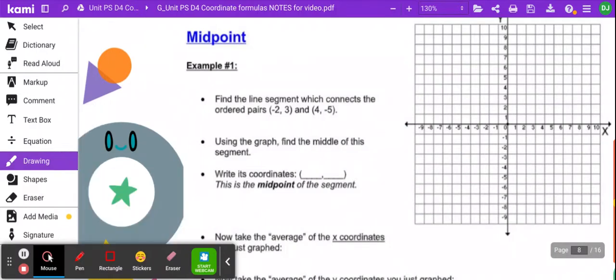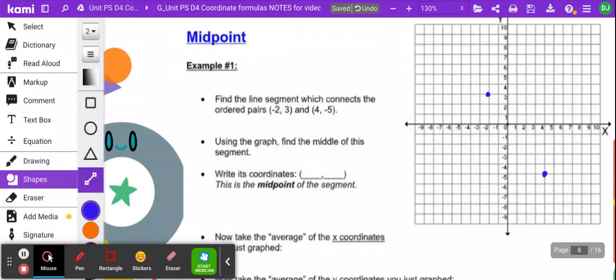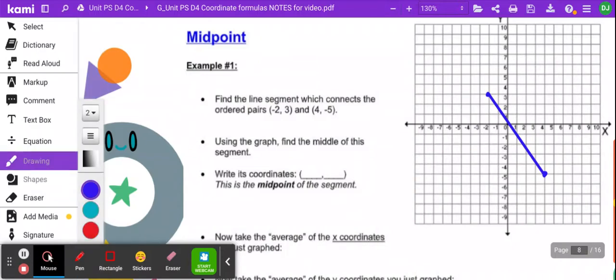All right, so at (-2, 3), I have an endpoint. And at (4, -5), I have an endpoint. And I am going to use my little straight line maker. Okay, there we go. All right, so now it says, using the graph, could you find the middle of the segment?